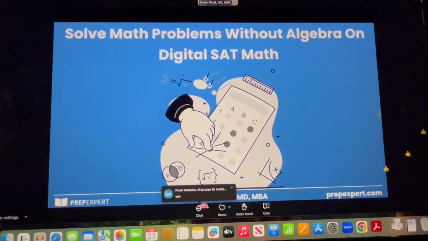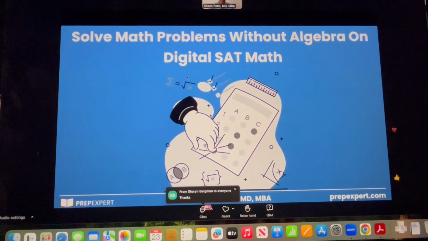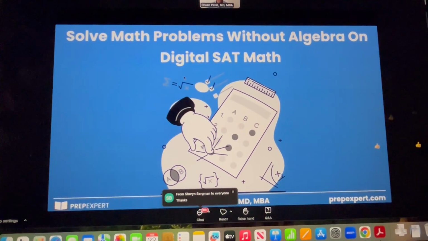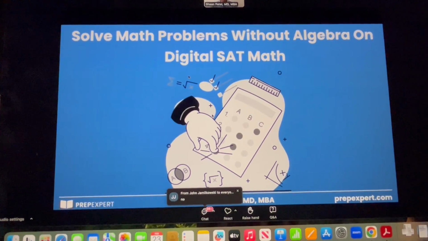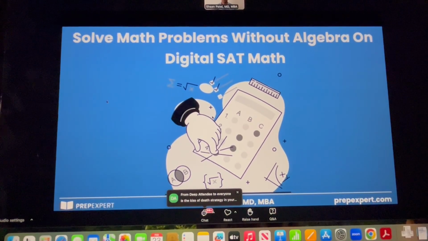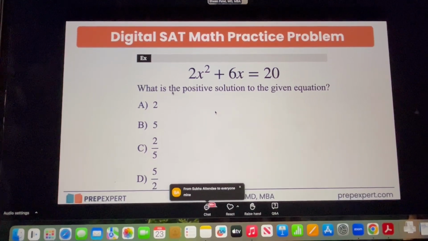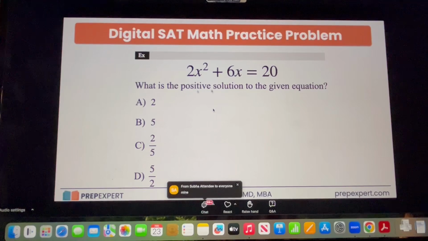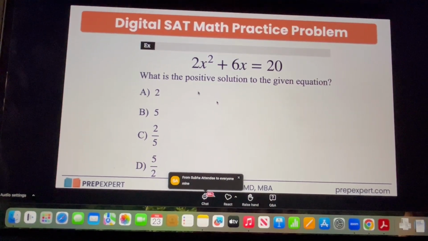Now let's talk a little bit about SAT math. This is also relevant to ACT math, PSAT math, really any standardized test math. How many parents here have a student who struggles with math a bit? If so, we're going to go over how to solve math problems without using any algebra, okay? In this case, this is an example of a practice problem. It says, what is the positive solution to the given equation? 2x squared plus 6x is equal to 20.